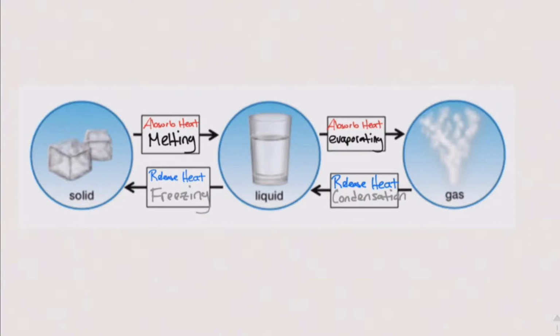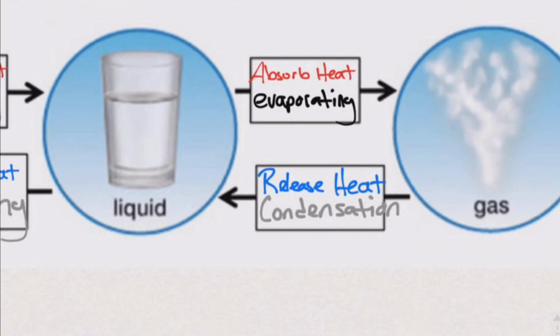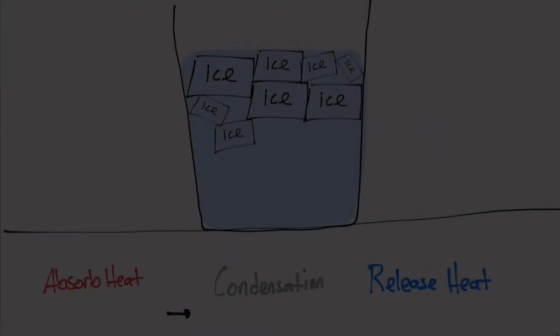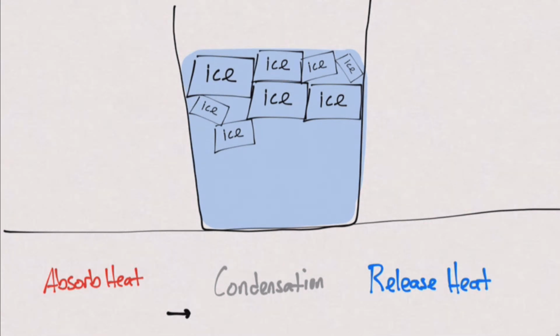So condensation is a really important thing for us here. That involves something releasing heat and then going from a water vapor back into a liquid. And then lastly, we have freezing, and that's where your liquid releases heat even more and turns into a solid. So how does that apply to what we're talking about? Let's take a look.